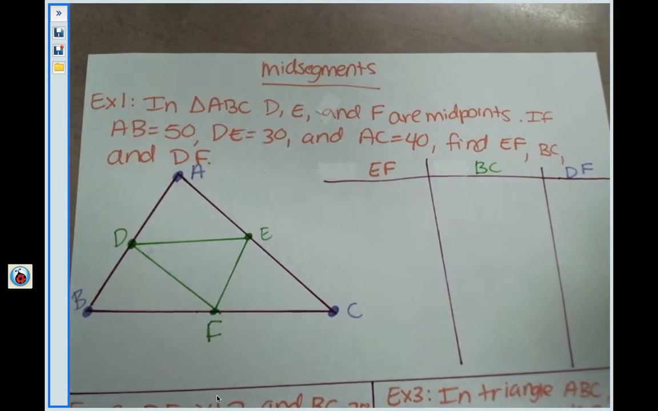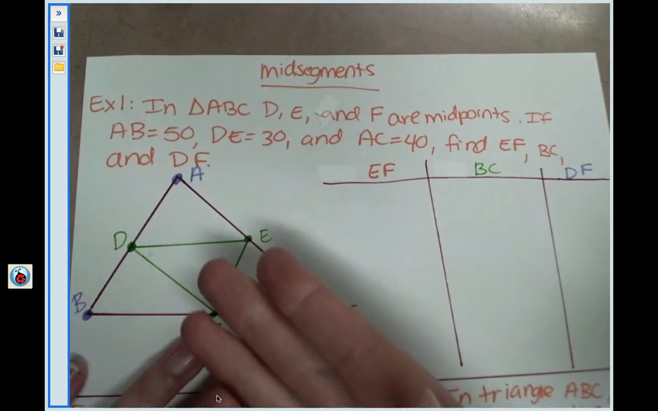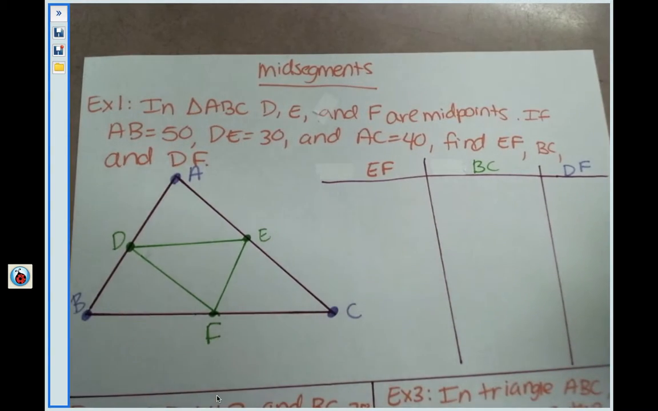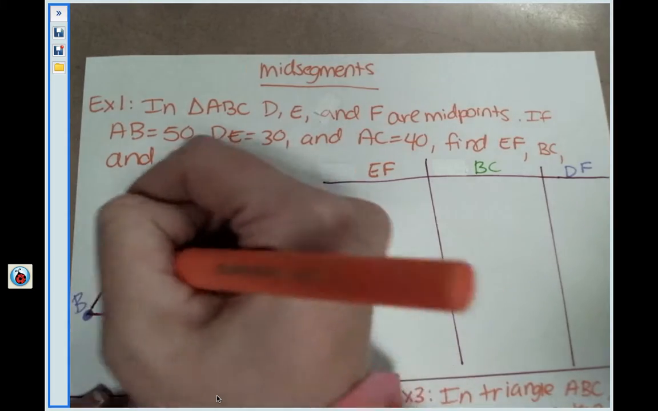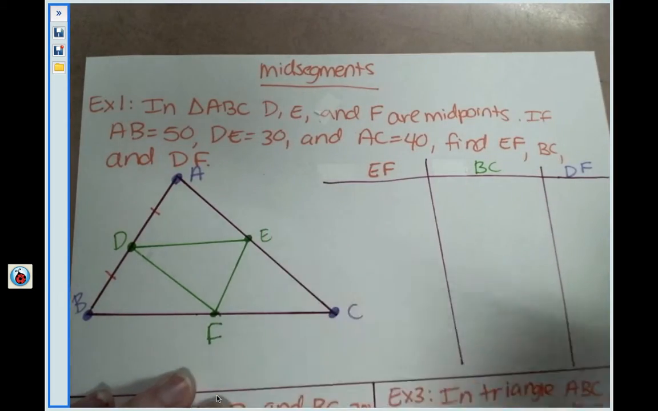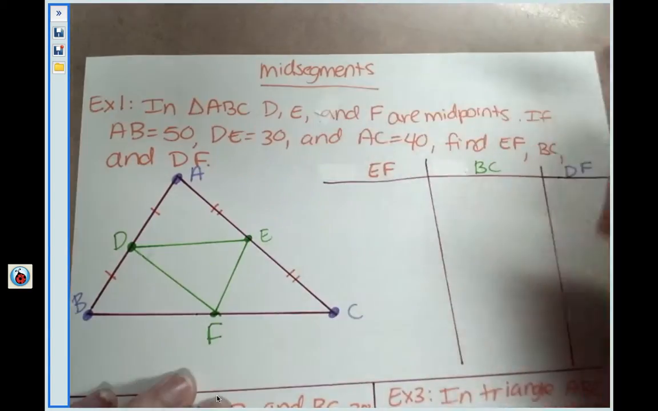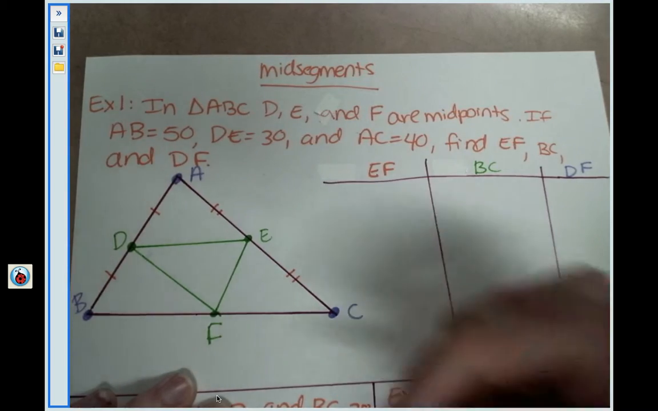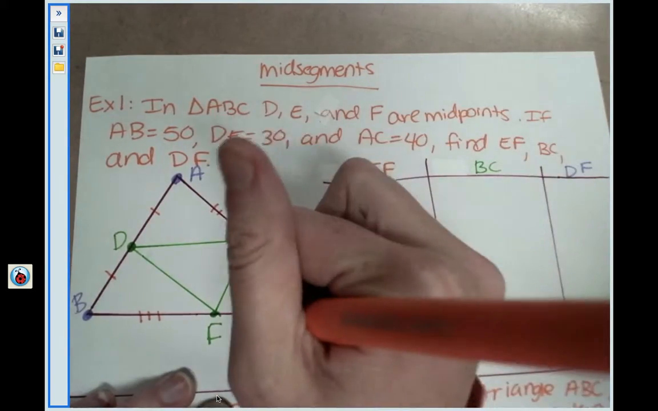Just saying. All right, so since D, E, and F are midpoints, I can label my picture to show the appropriate segments that are congruent. If D is a midpoint, that means that BD is congruent to DA. Since E is a midpoint, that means that AE is congruent to EC. And since F is also a midpoint, that means that BF is congruent to FC.